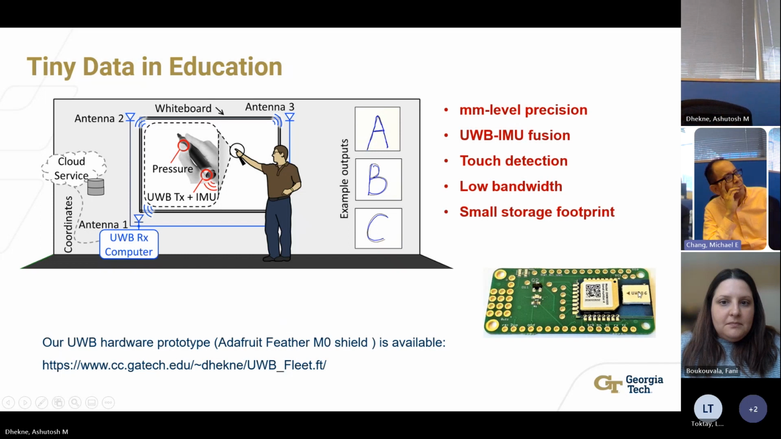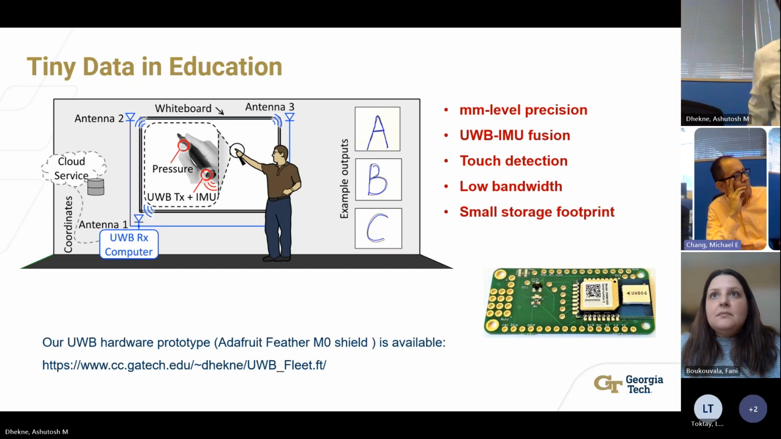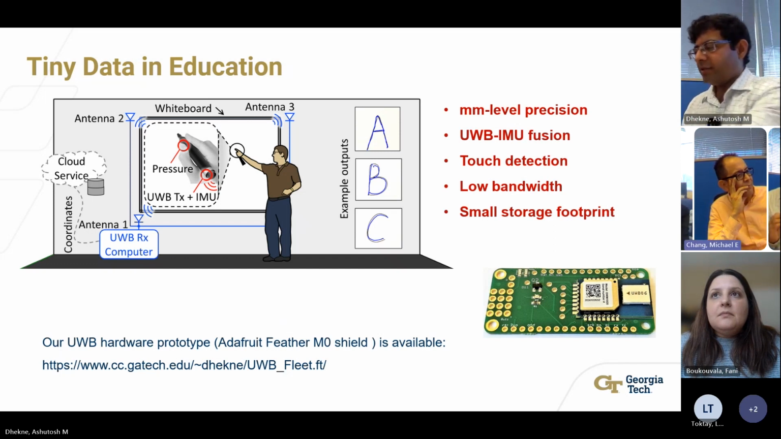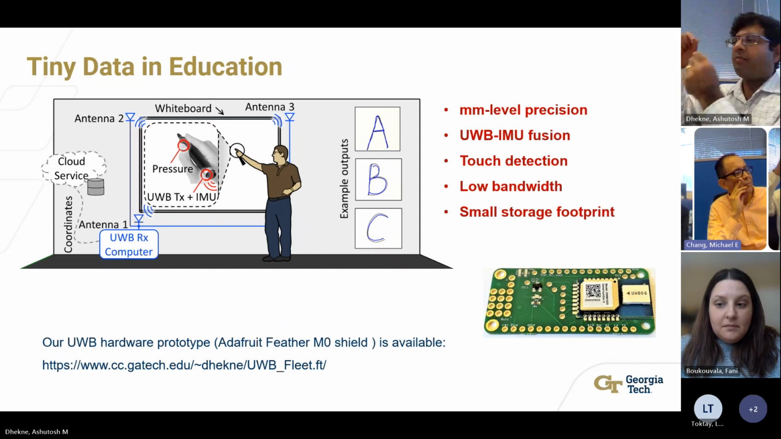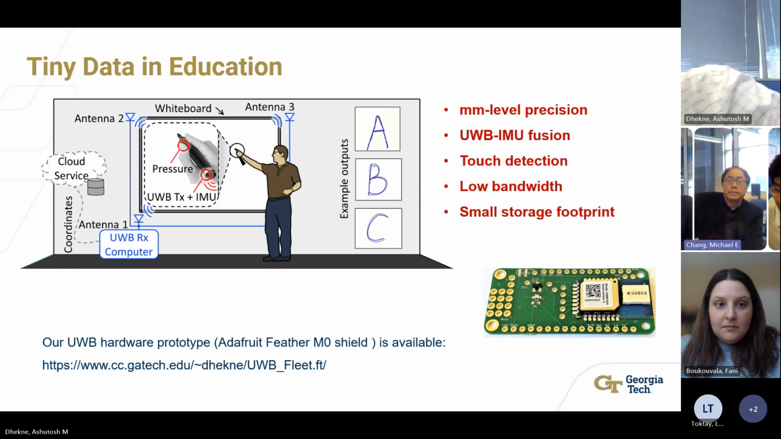I have something here. Okay, this is not exactly what we use, but something similar. This is the form factor. This is the form factor we started off with, and then we reduced it to about this big. Something that you can put on the back of a pen.